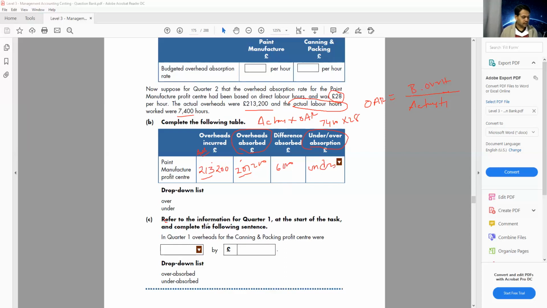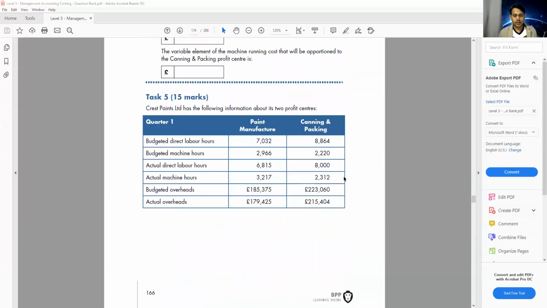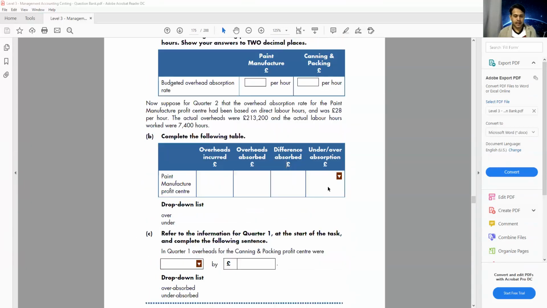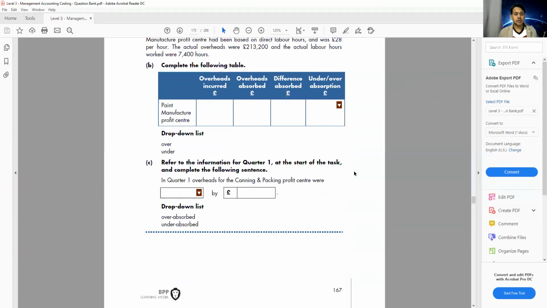Part C is asking, refer to the information for quarter one. So you have to go back to quarter one at the start of the task and complete the following sentence. In quarter one, overhead for the canning and packing profit center was what? What was the amount, and was it under or over? So let's go and check that. I hope you remember how much the overhead absorption rate was. Let's go back to that question and find it out, for canning and packing.